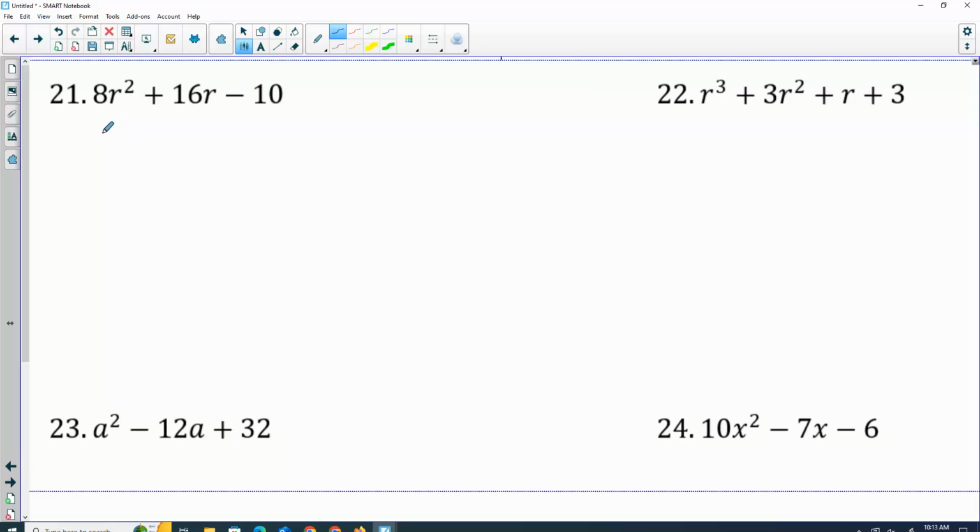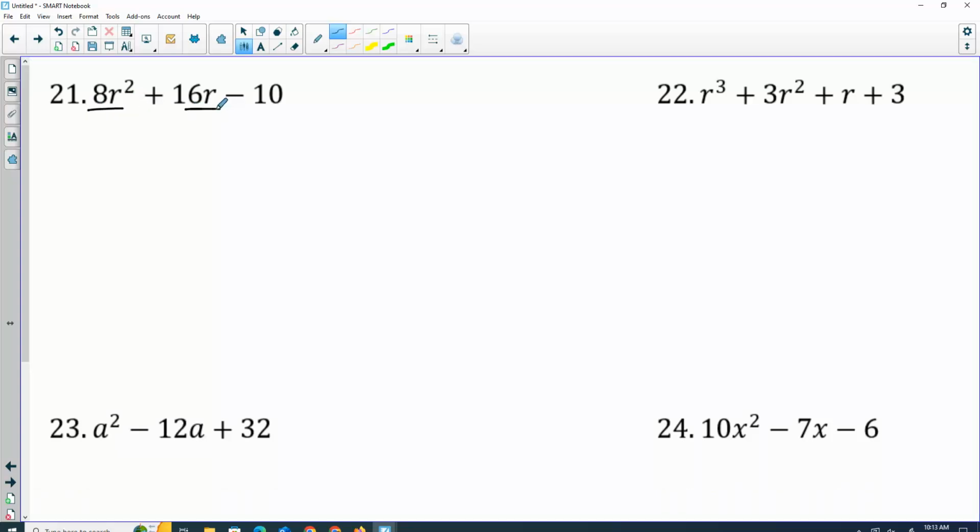Let's do 21. What do you have to do first on this one? We need greatest common factor first, then slip and slide. So when I look, all of these are even numbers, so I could take out a 2 to start. Then we can slip and slide.